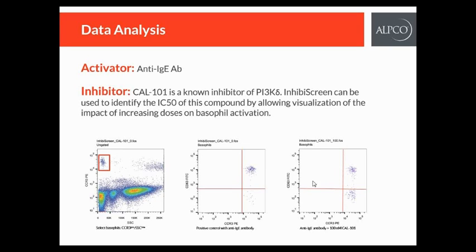In the presence of 100 nanomolar of Cal-101, you can see that while the majority of this population is activated in the presence of the positive control, Cal-101 has the ability to shift this population down and demonstrates that this concentration of Cal-101 is roughly inhibiting about 50% of this activation.